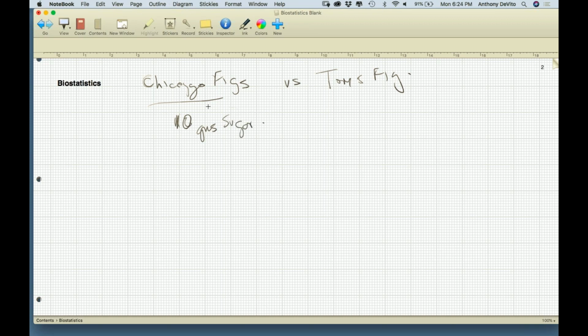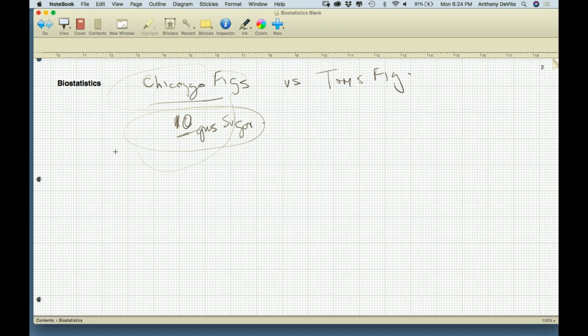Okay, and we've tested many Chicago figs. There's a whole industry built around it, and we know that the average Chicago fig has 10 grams of sugar in it. You want more sugar because they're sweeter, nicer, plumper, and so on and so forth. So that's how much sugar on average each fig has.